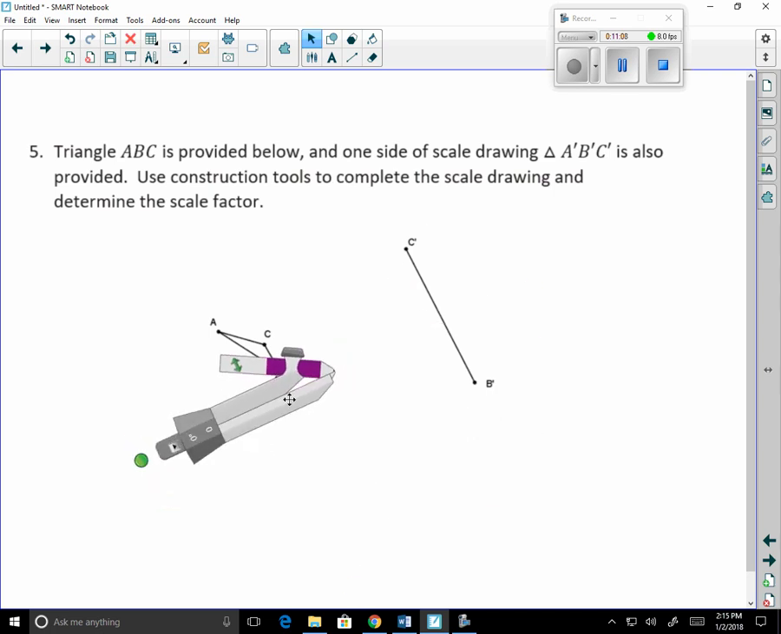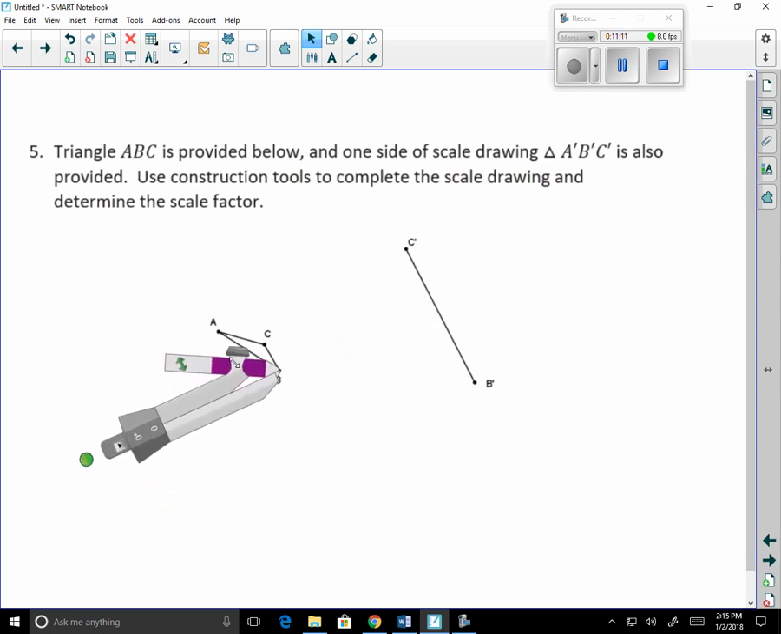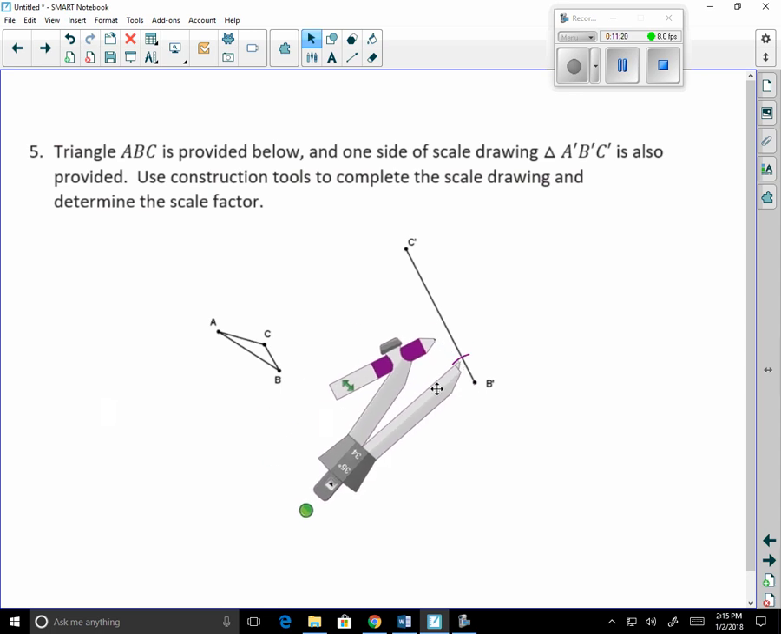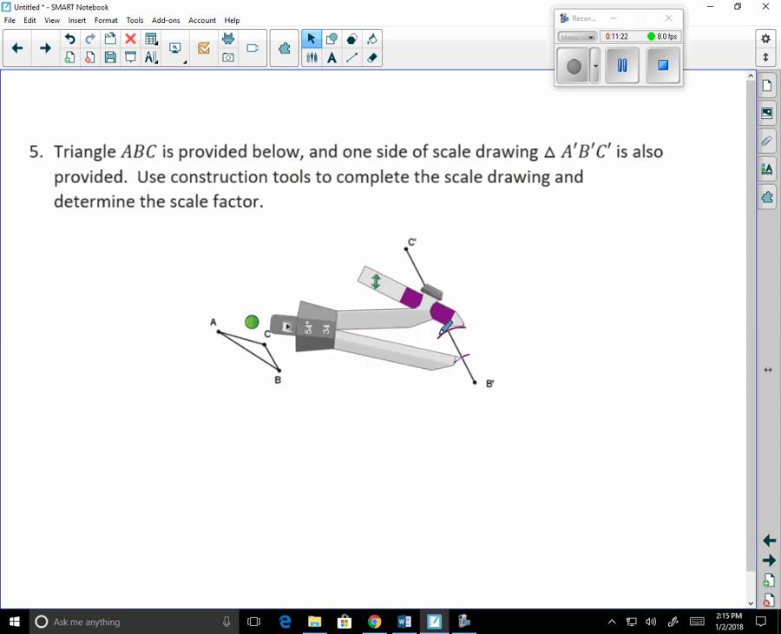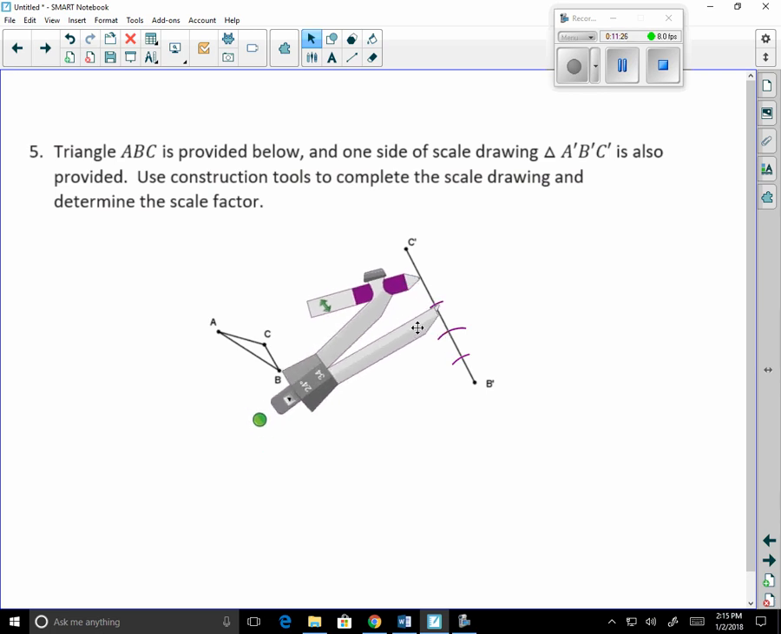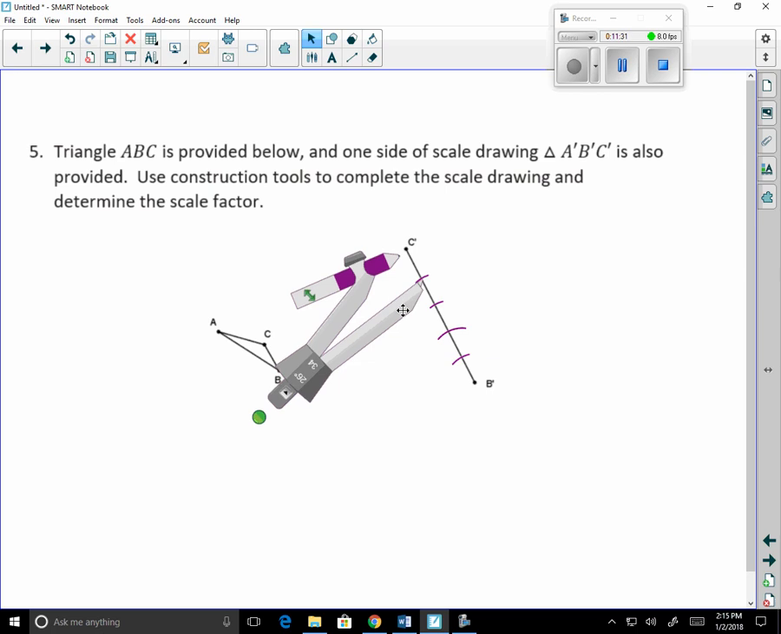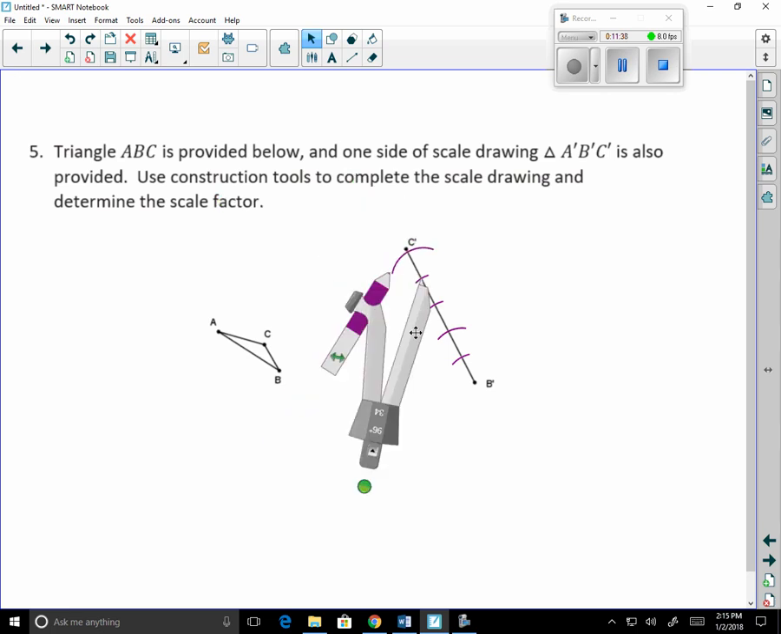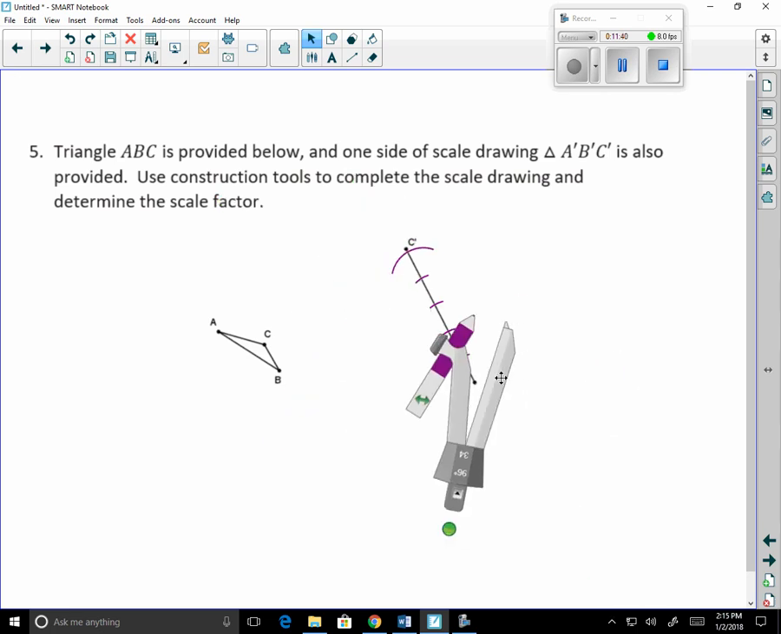So let's measure the distance from B to C somewhat accurately here, and then go from B to C prime and see how many times we have to go up. So I got 1, 2, 3, 4, and 5. So the scale factor here is going to be 5. So I need to go out 5 for each of the other sides.